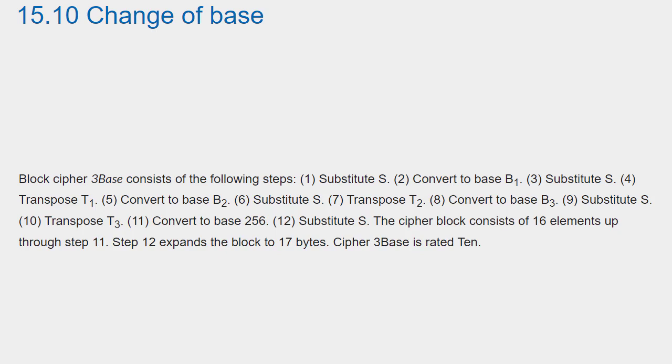1. Substitute S. 2. Convert to base B1. 3. Substitute S. 4. Transpose T1. 5. Convert to base B2. 6. Substitute S. 7. Transpose T2. 8. Convert to base B3. 9. Substitute S. 10. Transpose T3. 11. Convert to base 256. 12. Substitute S. The cipher block consists of 16 elements up through step 11. Step 12 expands the block to 17 bytes. Cipher 3-base is rated 10.